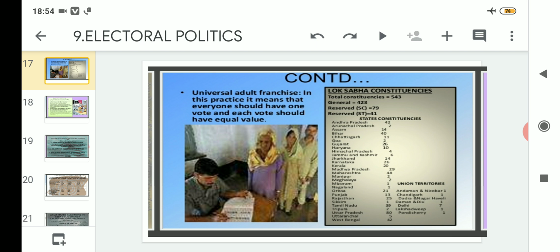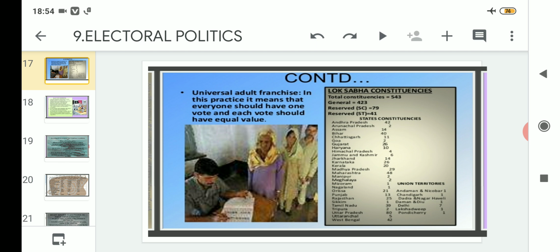In this practice, it means that everyone should have one vote and each vote should have equal value. As we know, in India it is one person, one vote, one value. That means if a person gives his or her vote, that vote is counted as one vote, and his or her vote has one value each.